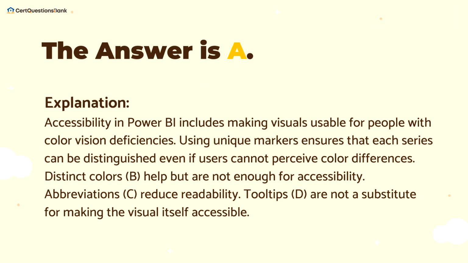The answer is A. Accessibility in Power BI includes making visuals usable for people with color vision deficiencies. Using unique markers ensures that each series can be distinguished even if users cannot perceive color differences. Distinct colors, B, help but are not enough for accessibility. Abbreviations, C, reduce readability. Tooltips, D, are not a substitute for making the visual itself accessible.